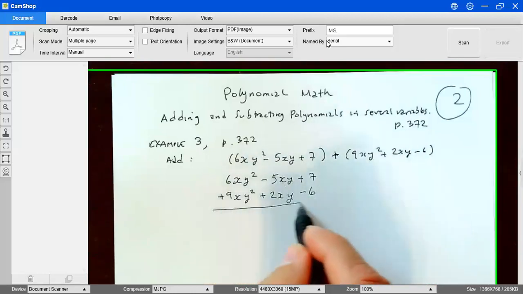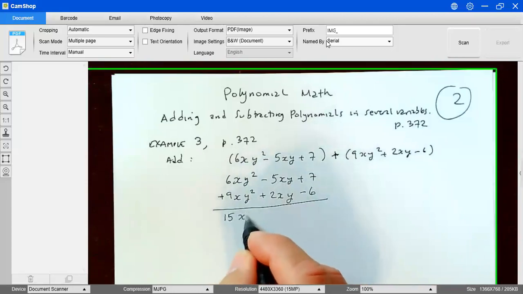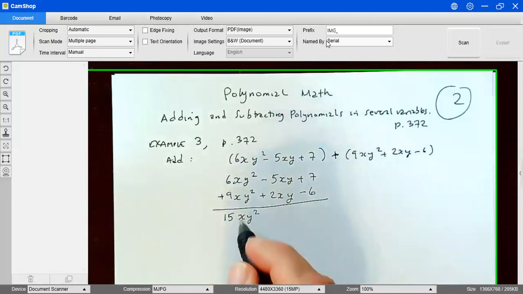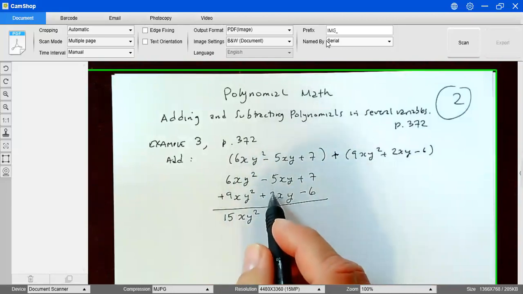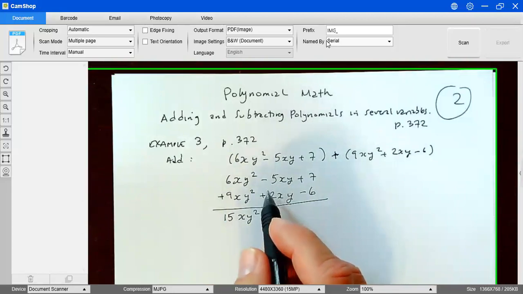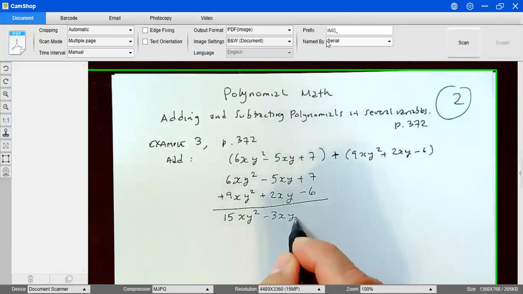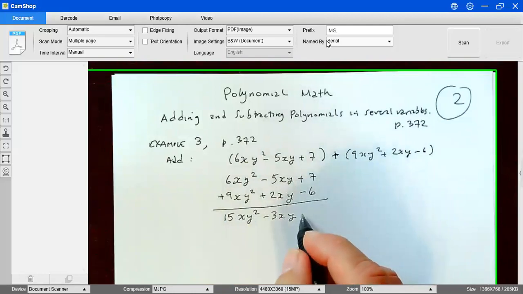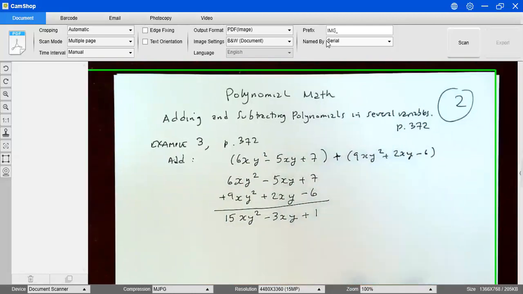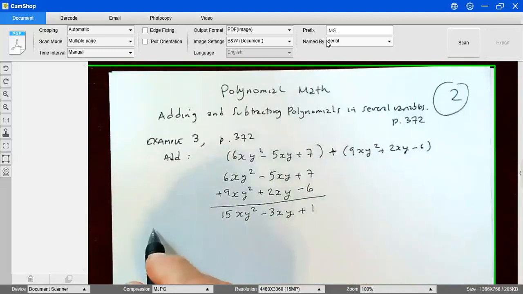So we end up with 15xy squared. So be careful about the exponents of each variable. Then we're going to do the math with the coefficients as usual. So we have negative 5, positive 2 is going to be negative 3xy. Finally, 7 minus 6 is going to be positive 1. So that's example 3.